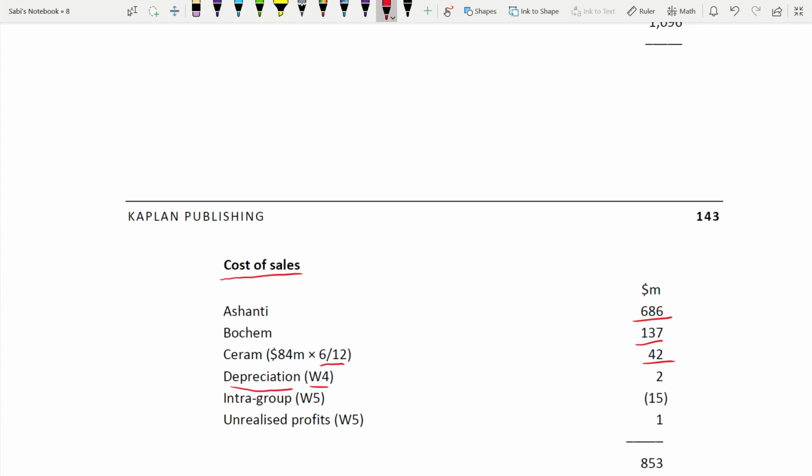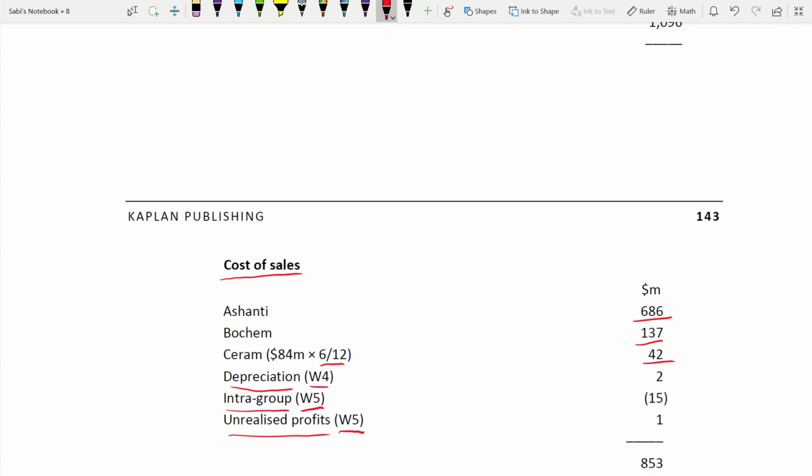They are not presenting working 5, then working 1, then working 2. No, it is presented in such an order that the working 1 item is presented first, then working 2, then working 3, like that, 1 2 3 4. Intra-group, here also we have intra-group, it will be eliminated. Unrealized profit is also here. You see, unrealized profit: we have some stocks which have remained unsold in one of the subsidiaries. That's why unrealized profit comes, and unrealized profit we have to add. For that we use working 5. Both are in the same working.